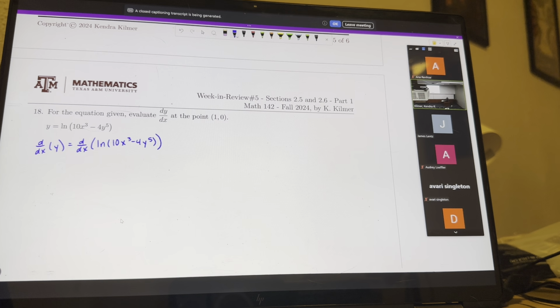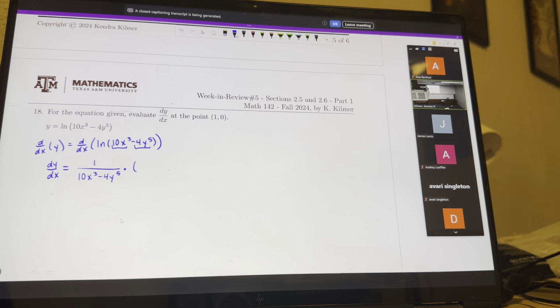Okay, so we take the derivative with respect to x of both sides. On the left-hand side, we'd have dy/dx. On the right-hand side, we see we have a composite function. The natural log of x is our outer function. 10x cubed minus 4y to the 5th is our inner function. So we have to use the chain rule. So that would be 1 over the inner function, so 1 over 10x cubed minus 4y to the 5th, times the derivative of that inner function.